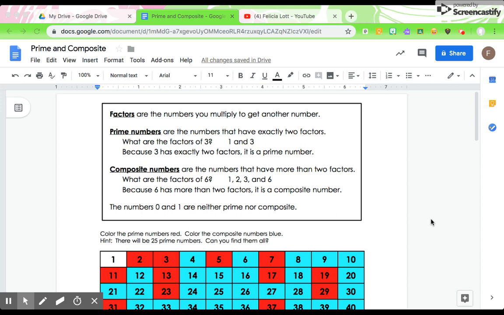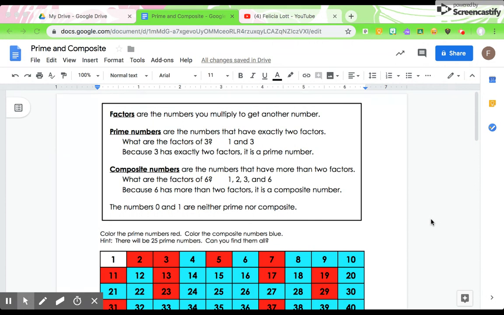Hello, today we are going to learn about the difference between a prime and composite number. Now, all numbers have labels, either prime or composite. Just like in a school, everybody in the building is labeled either students or teachers. And this goes the same for numbers. Every number is either labeled prime or composite.